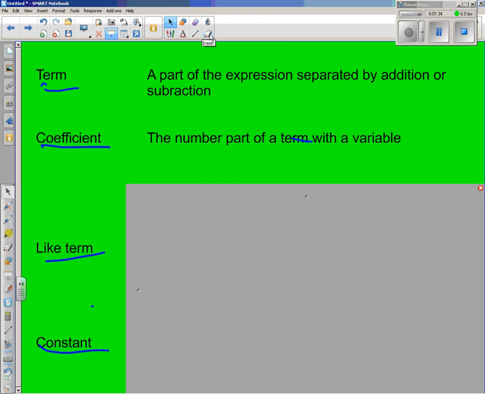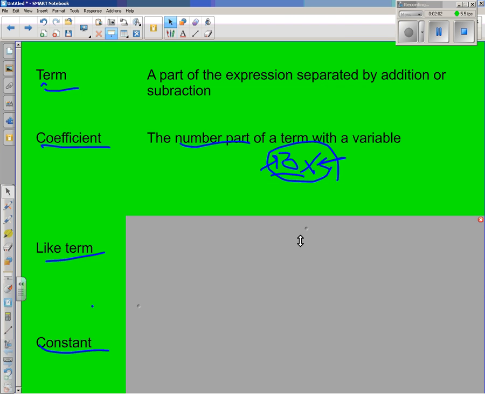And a coefficient is anytime you have a term with a variable, for example, 3x, your coefficient is the number part of that term. So in this case, it would be the 3. So our term is 3x, the variable is x, and our coefficient is 3. All right, coefficient is the number in front of the variable.